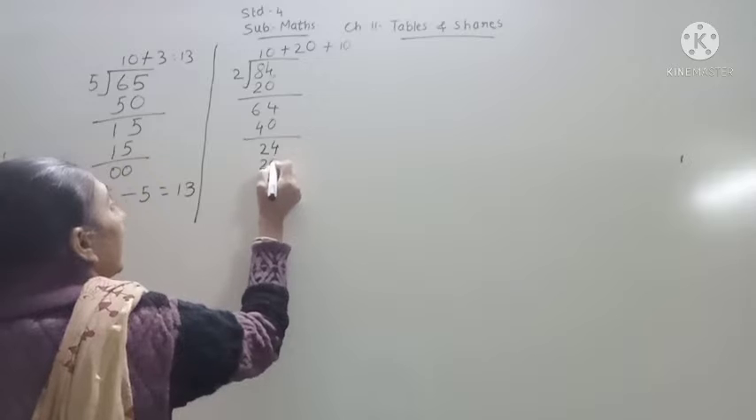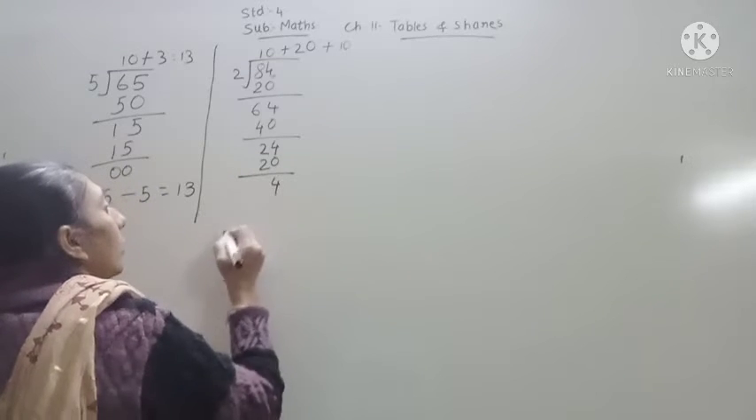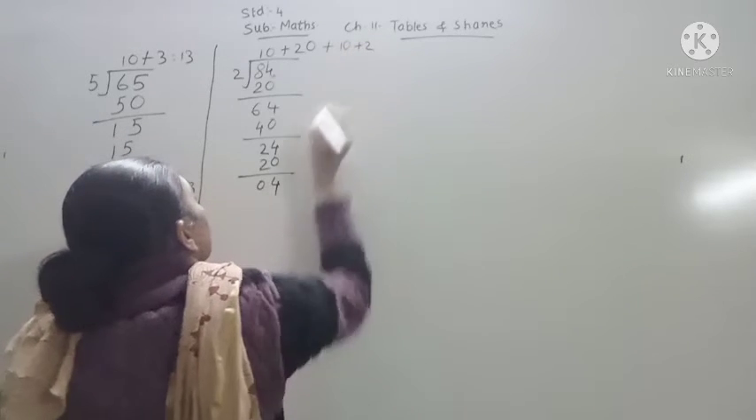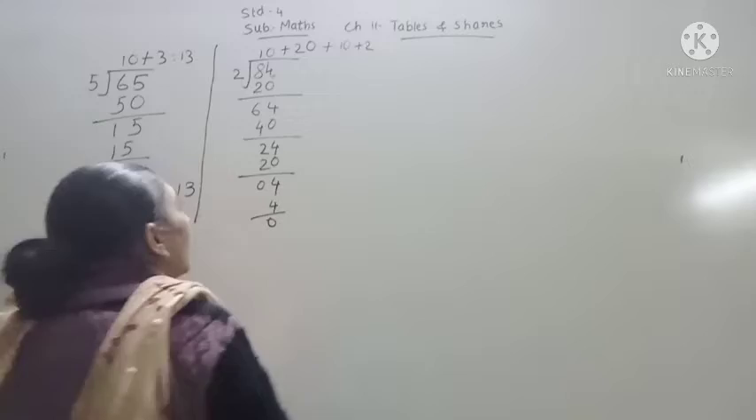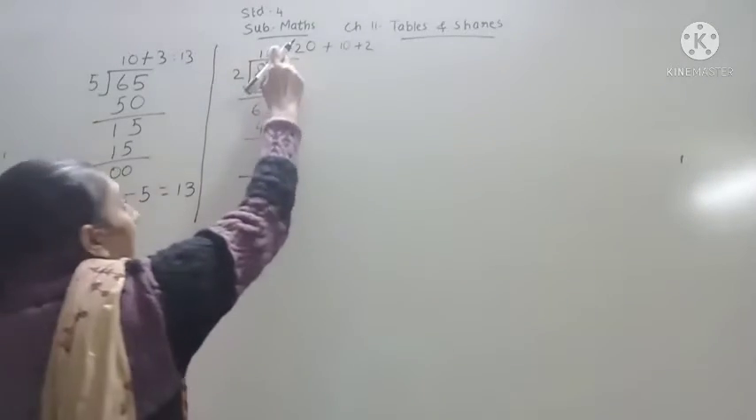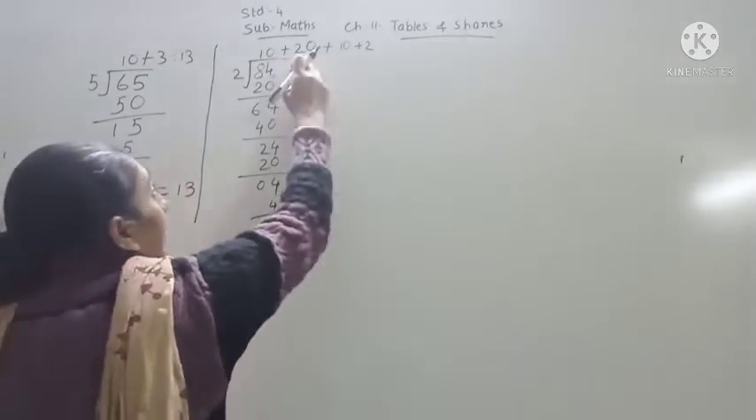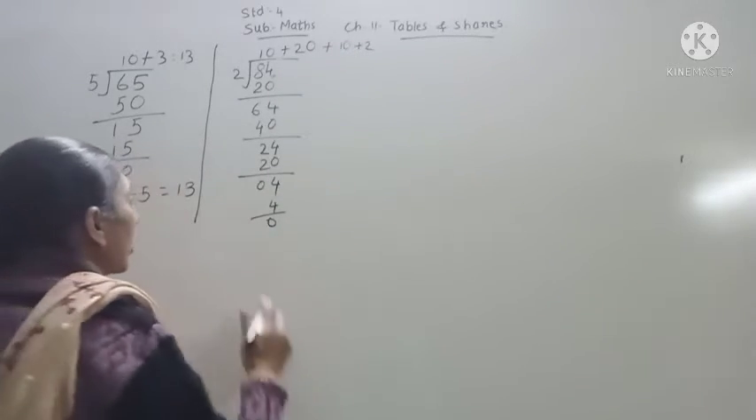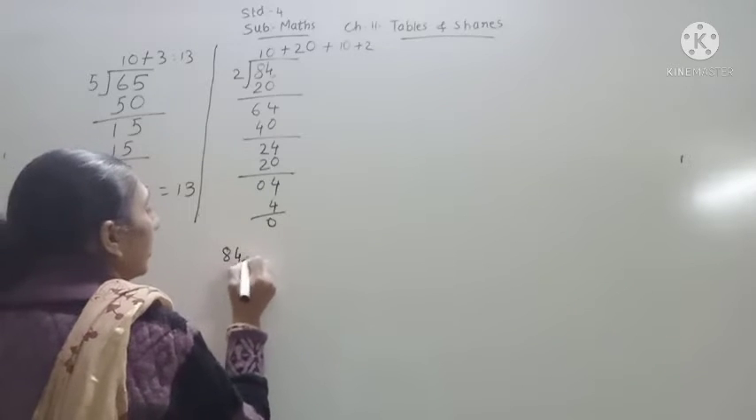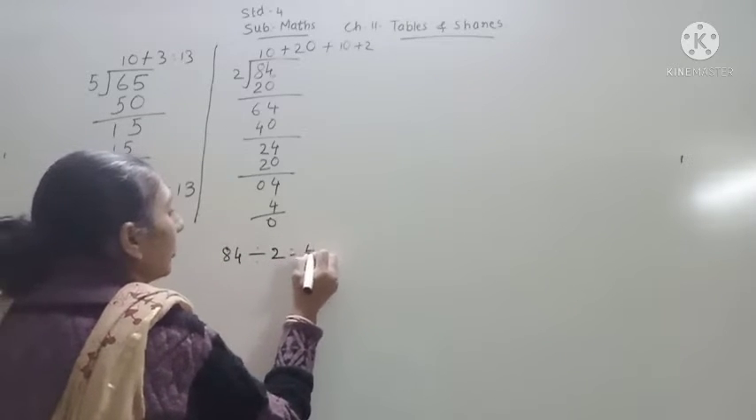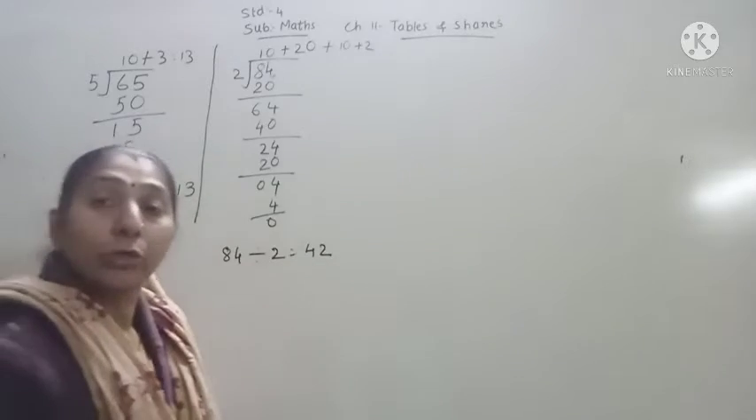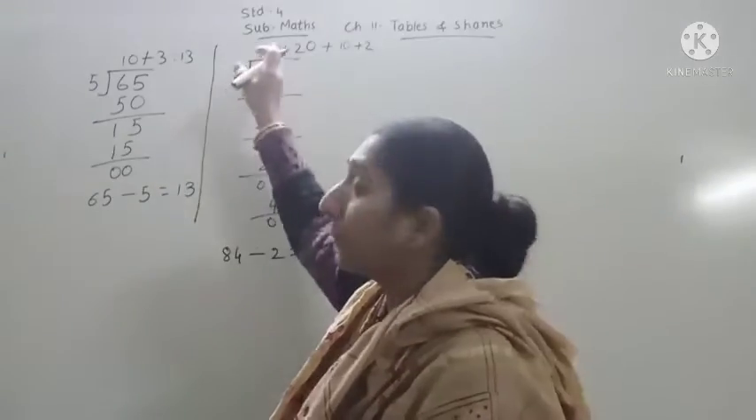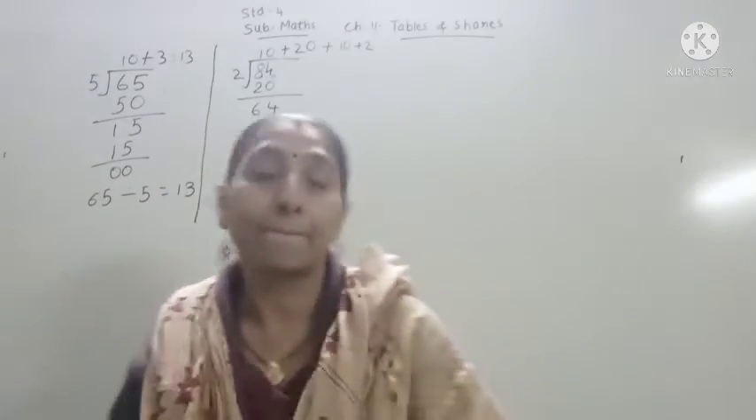4 5s are 20, 4, 0, and then 2 twos are 4, 0. So how many have you got? 10 plus 20, 30. 30 plus 10, 40. 40 plus 2, 42. So what's your answer? 84 divided by 2 is equal to 42. You can do it directly with 20 20 also. पहले से ही आप 20 20 भी ले सकते हैं.